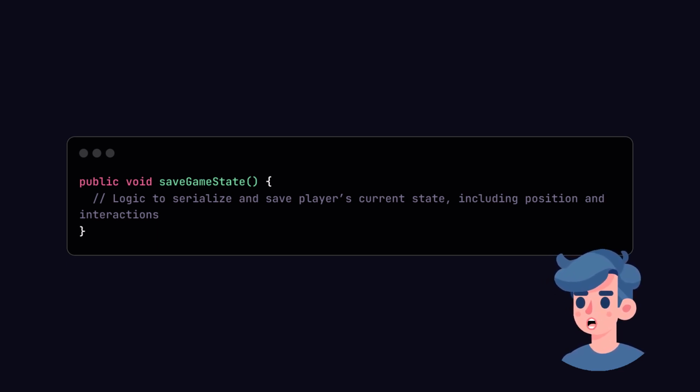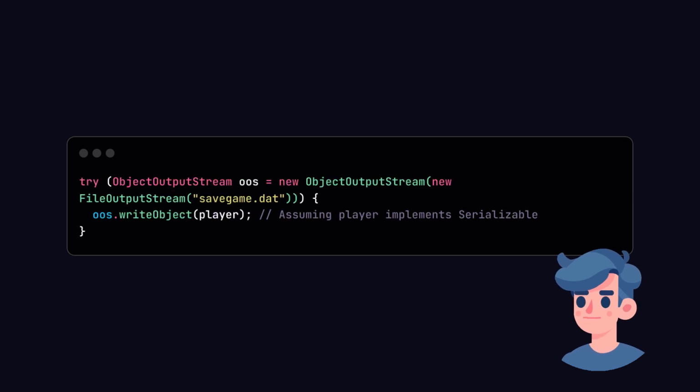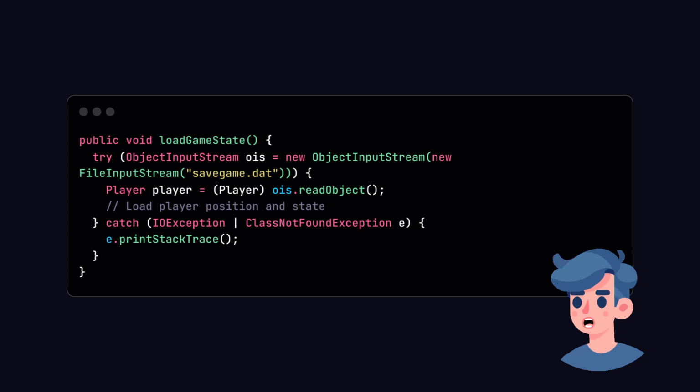To put everything we've learned into practice, let's implement saving player state. This way, we can save the player's position and NPC interactions. Let's create a simple save mechanism that uses Java serialization for storing player data. When prompted, the game state will be saved into a file. To complement this, let's implement a load feature, allowing the player to resume their adventure from a saved state.